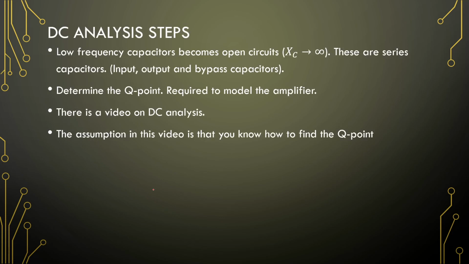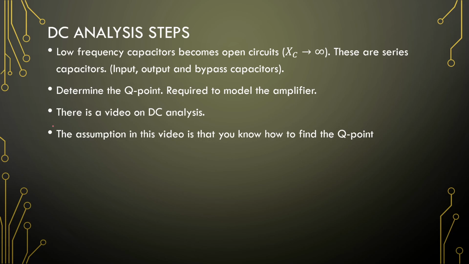the common gate amplifier and the common drain or voltage follower. So with every amplifier you are going to start off with a DC analysis, and for the DC analysis all your low frequency capacitors need to become open circuits. So it's all the series capacitors at the input, the output and bypass capacitors. Then you need to determine the Q point. For that we are going to use the amplifier model.